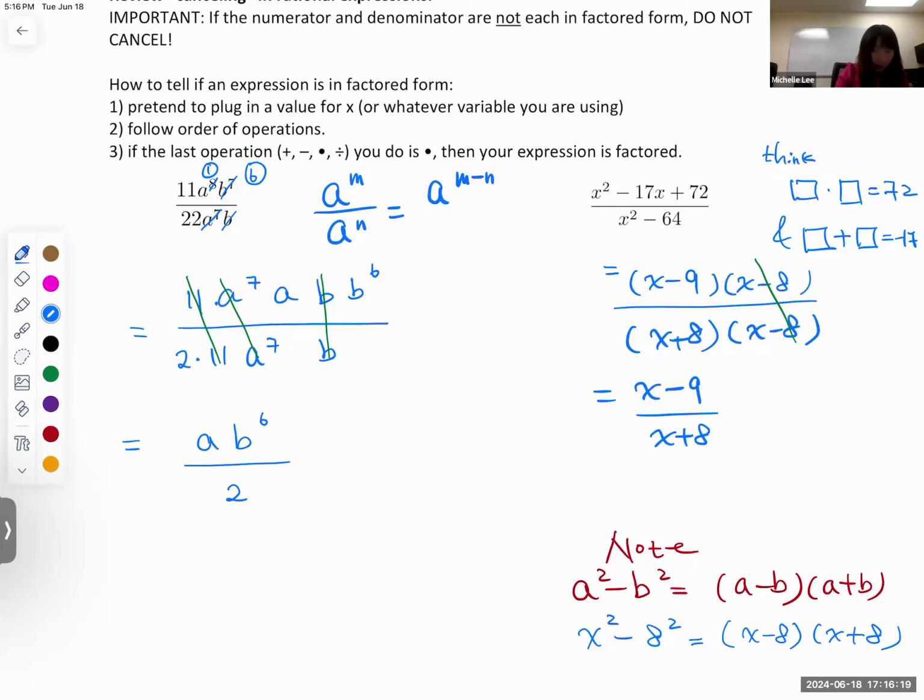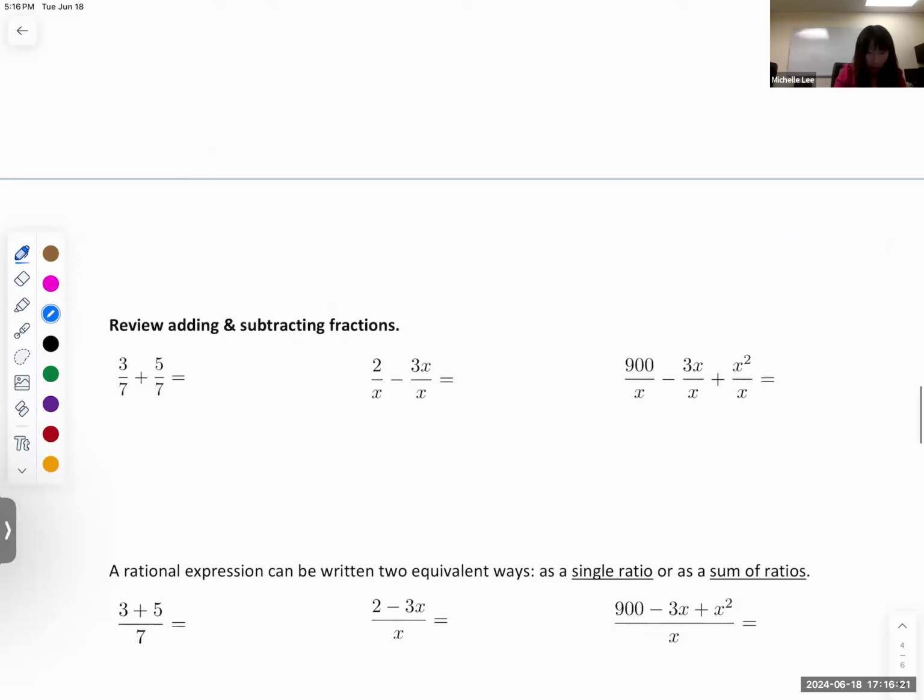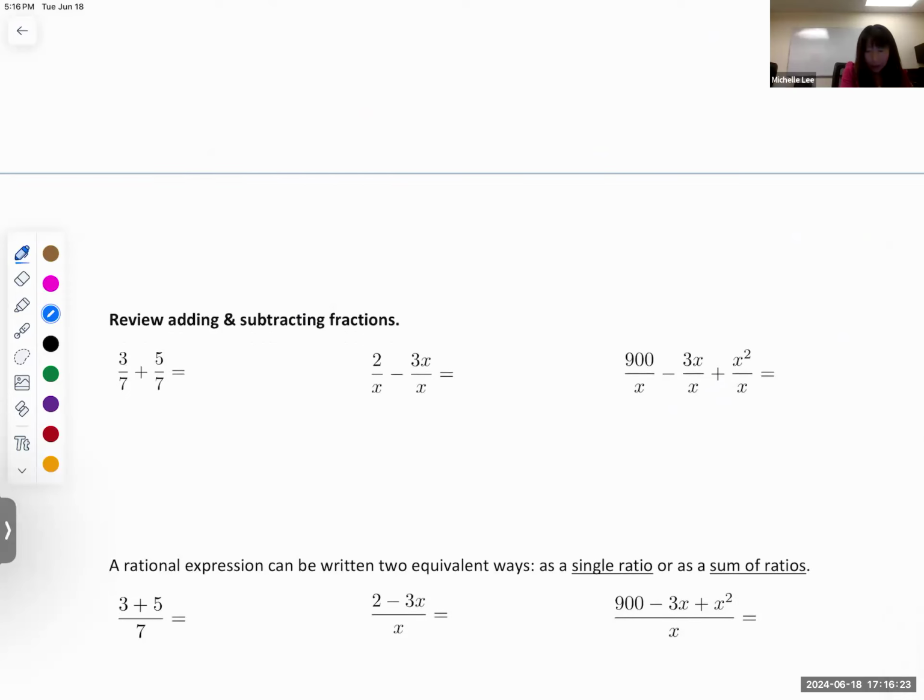How about this? Adding, subtracting fractions. So adding, subtracting, we have to have a common denominator. Common denominator, right? So common denominator.